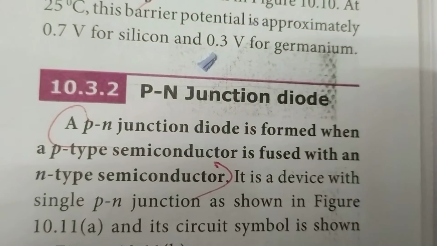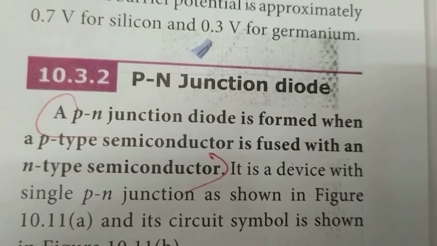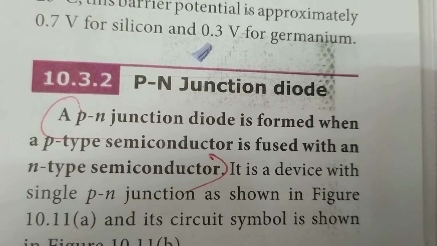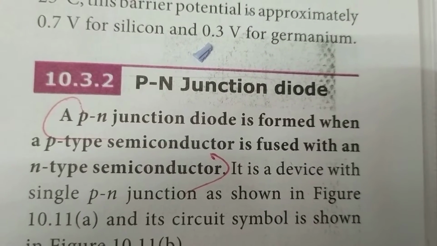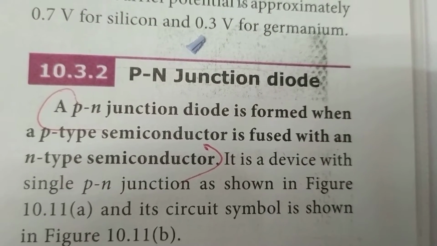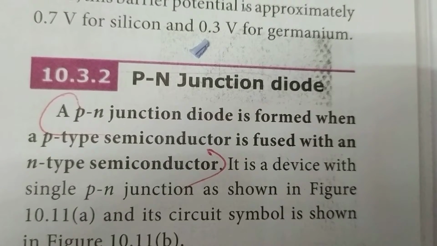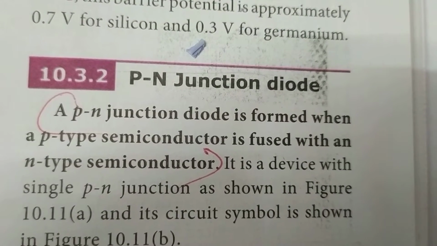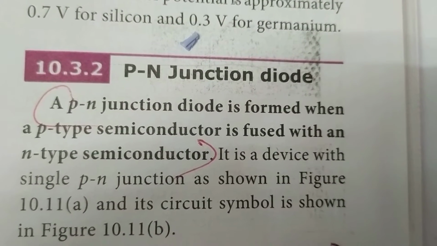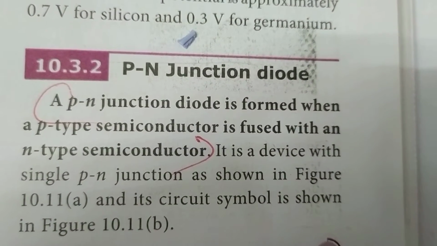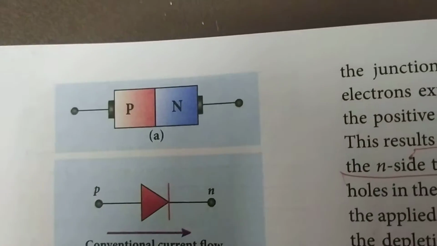And next we are going to see about the PN junction diode. So what is a PN junction diode? A PN junction diode is formed when a p-type semiconductor is fused with an n-type semiconductor. One type of semiconductor is fused with another type of semiconductor. Such a fusion will result in the formation of a PN junction diode.